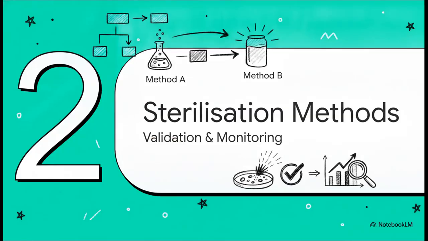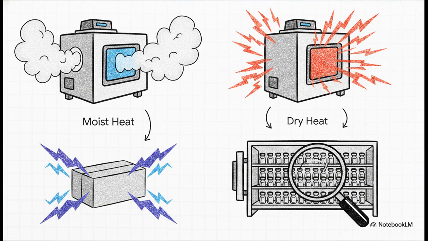Moving on to Section 2, Validating Sterilization Methods. You've made your choice on the decision tree, so now we focus on how we prove our chosen method actually works. There are a few reproducible paths here.